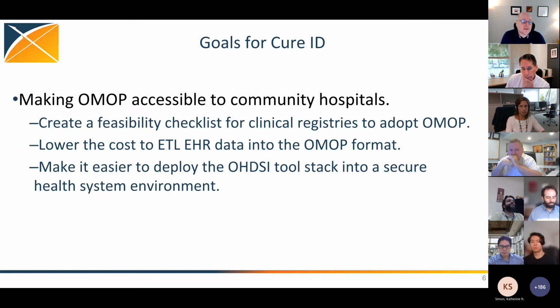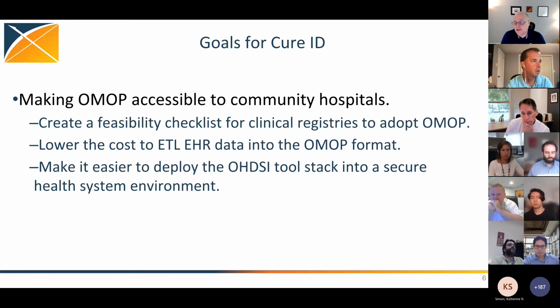And our real quest is making OMOP accessible to community hospitals that have low technical resources and aren't able to deploy the OHDSI tool stack. And so this is where most care is being delivered in the US. And so we really want to make sure that they're accessible for clinical registries.